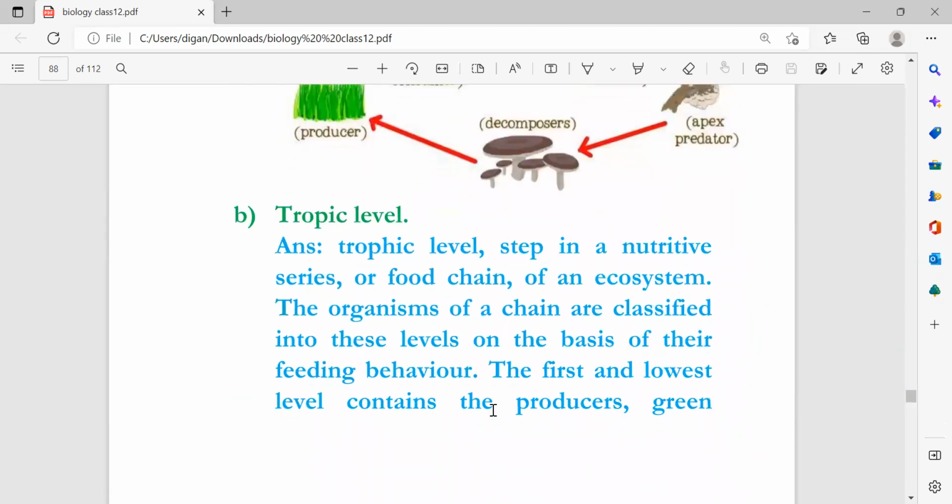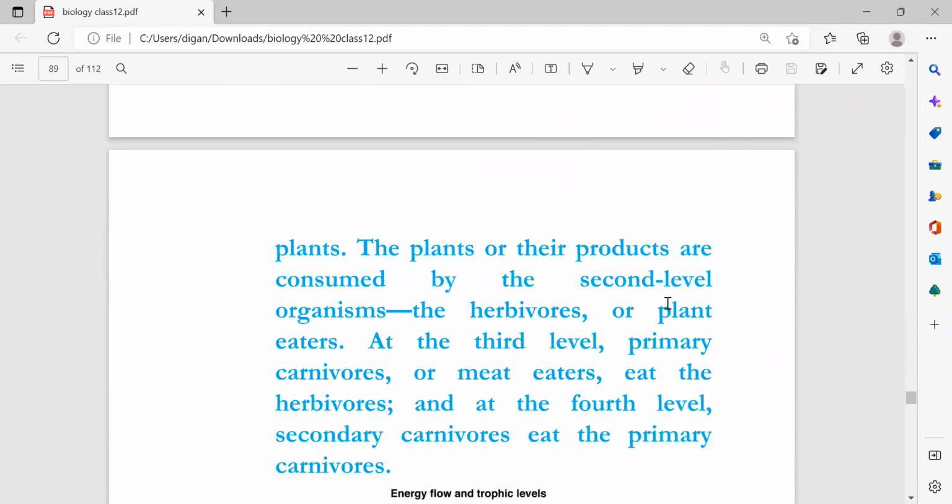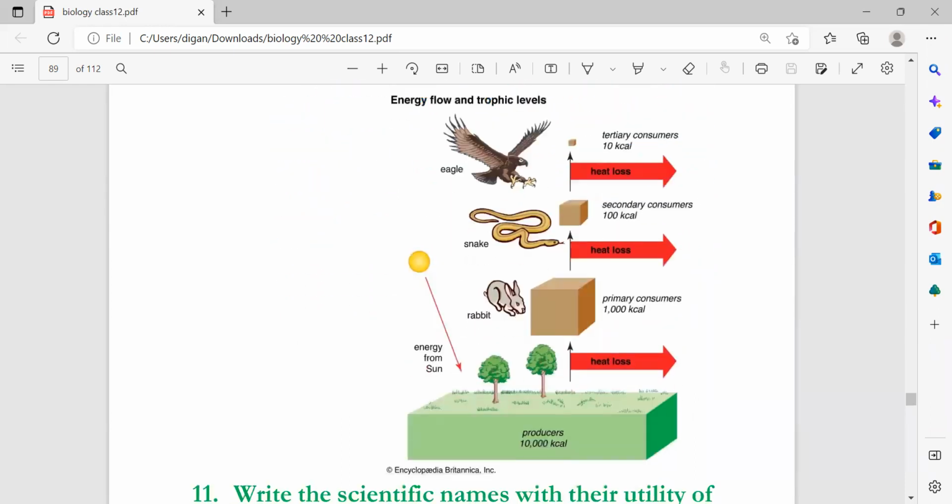Then next is trophic level. Trophic level stands for a nutritive series of a food chain of an ecosystem. The organisms of the chain are classified into these levels on the basis of their feeding behavior. Means each organism is grouped in a different trophic level. The first and the lowest level contains the producers, green plants. The plants and their products are consumed by the second level organisms, the herbivores or plant eaters. At the third level, primary carnivores or the meat eaters eat the herbivores, and at the last, fourth level, secondary carnivores eat the primary carnivores. So these are the different trophic levels.